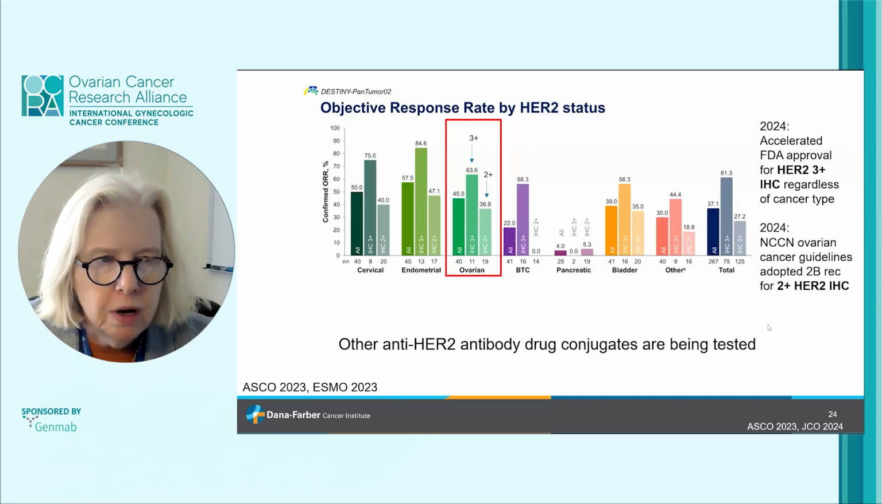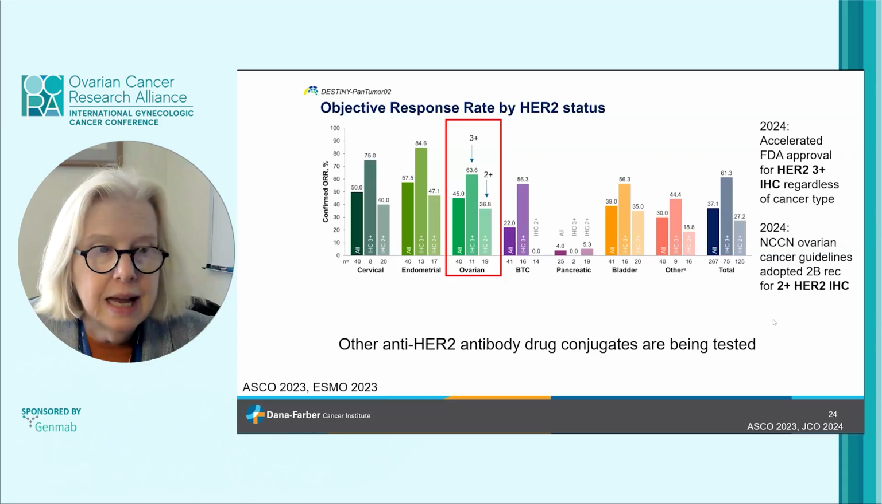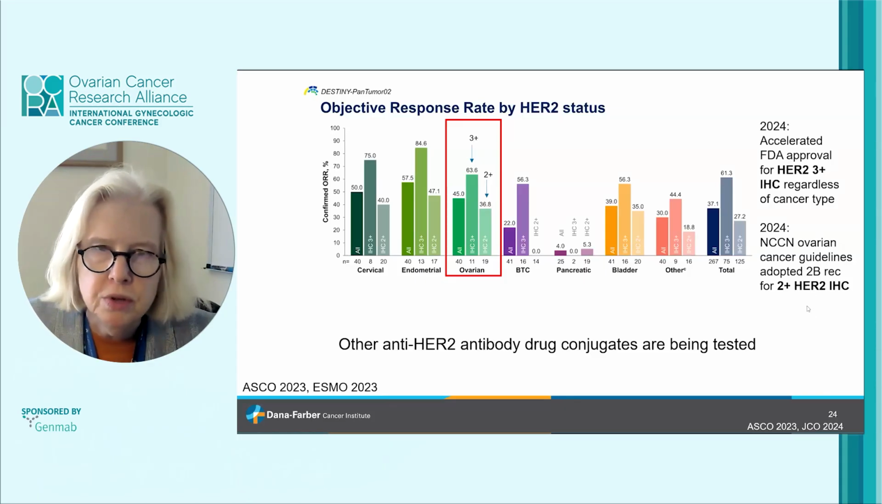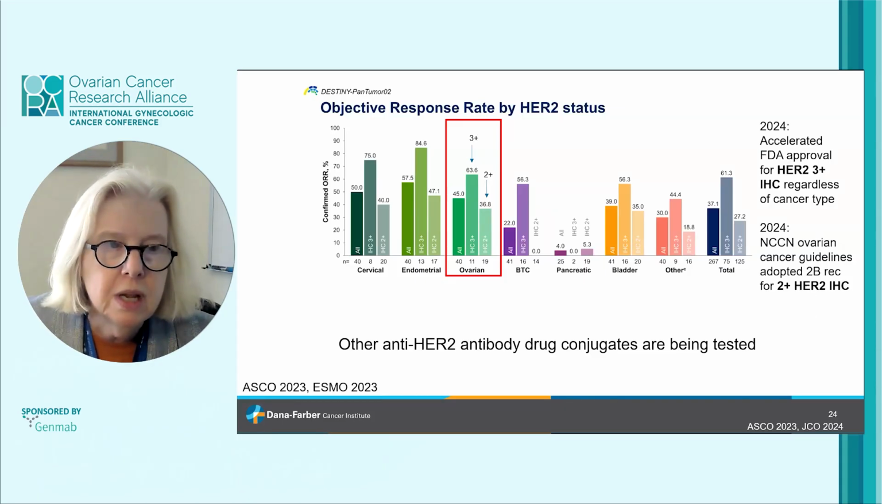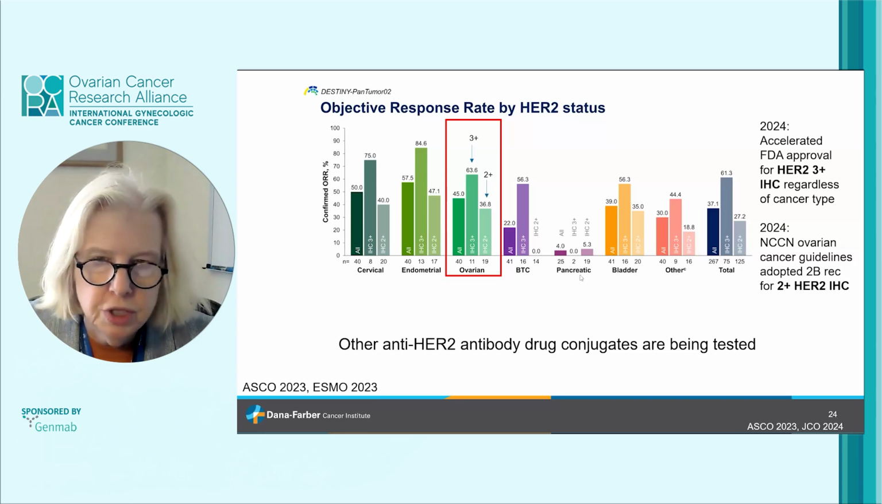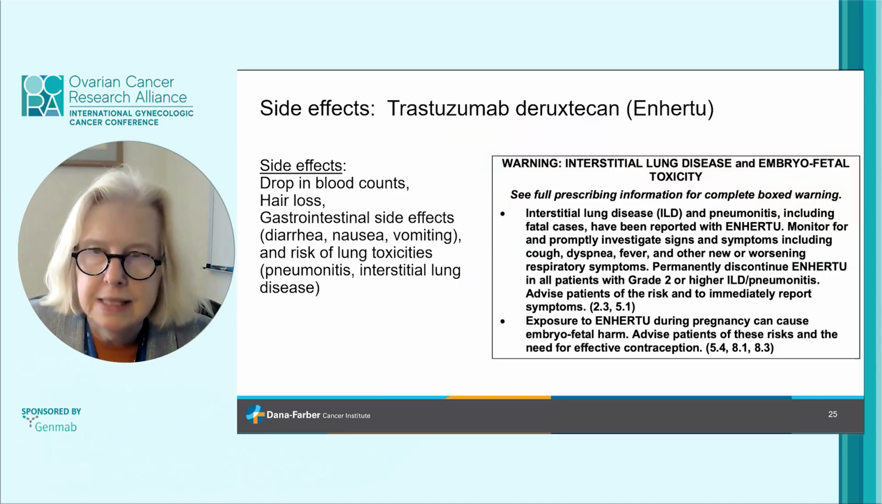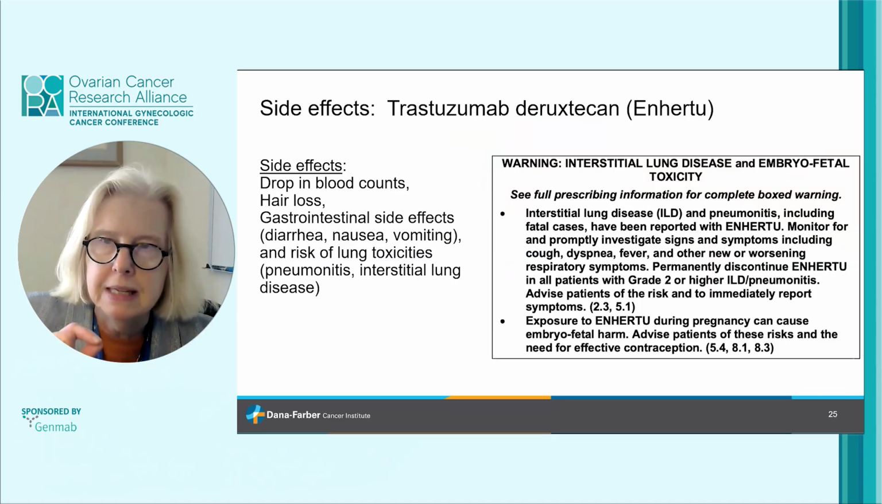And in 2024 also, the NCCN guidelines adopted a 2B recommendation. So most of the time that's accepted by insurance companies to use trastuzumab deruxtecan for 2+ HER2. And there are other HER2 antibody-drug conjugates being tested, which I'll talk about in just a couple of minutes.